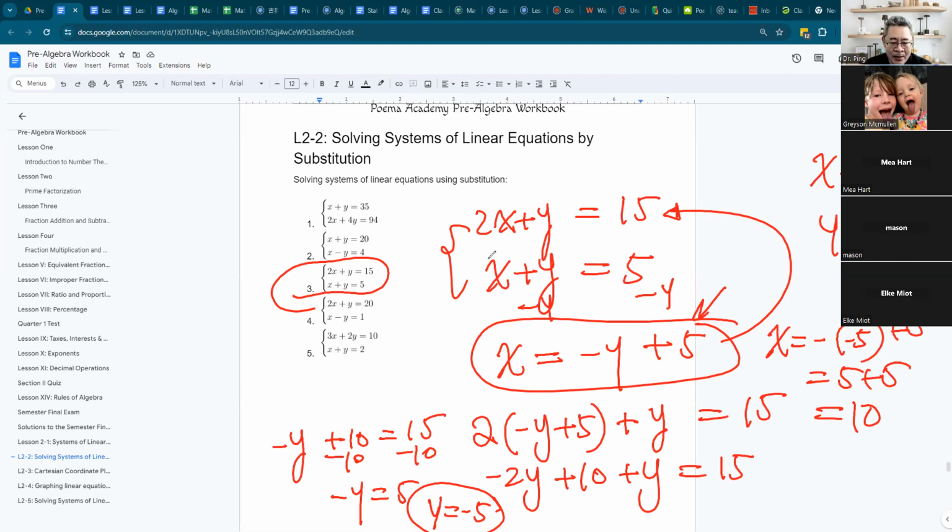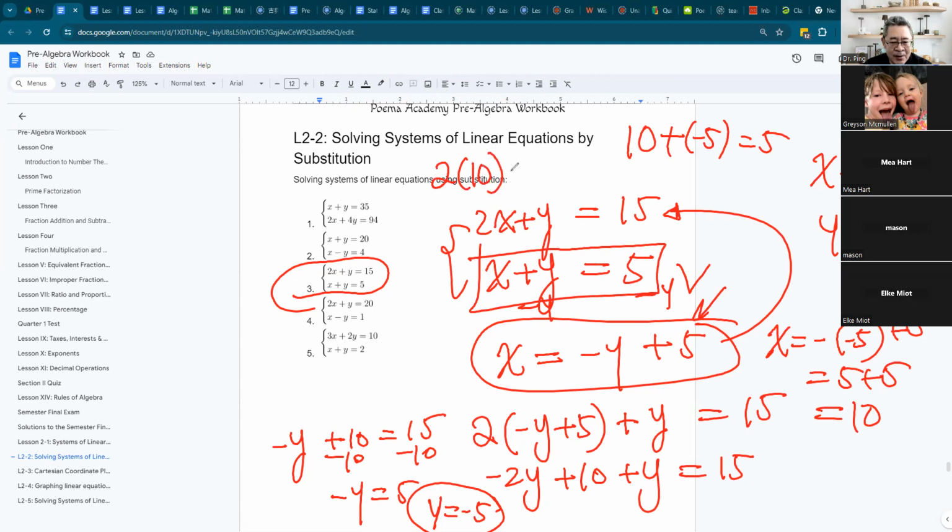Then we can plug in. If you plug in the bottom here, it's easy. 10 plus negative 5 is 5. So we know we're good. On the top is 2 times 10 plus negative 5, which is 20 minus 5 is 15. So it's good on top too.